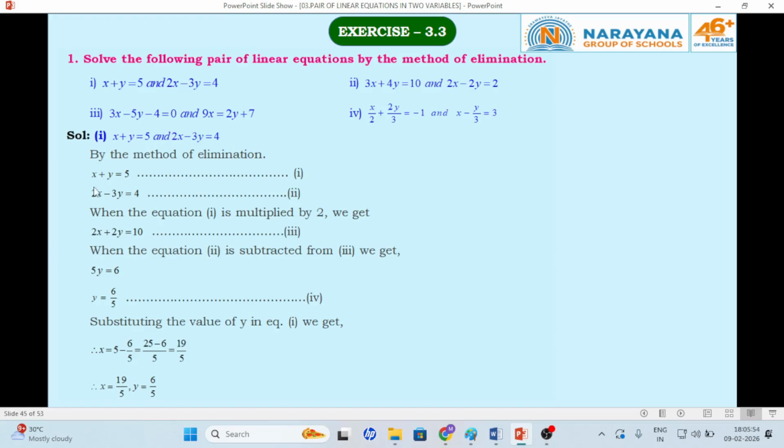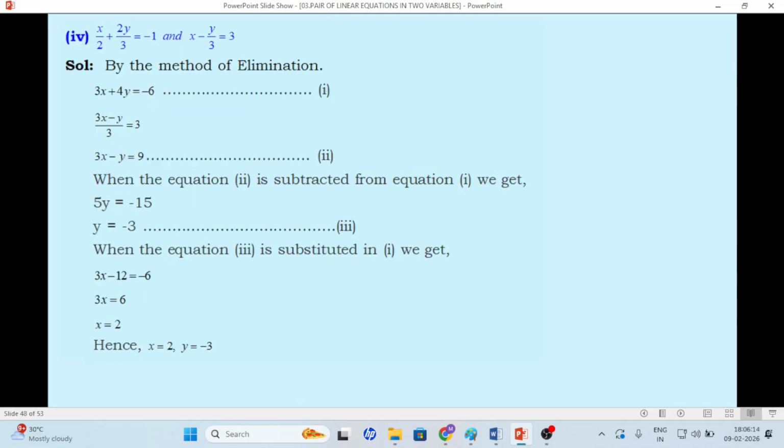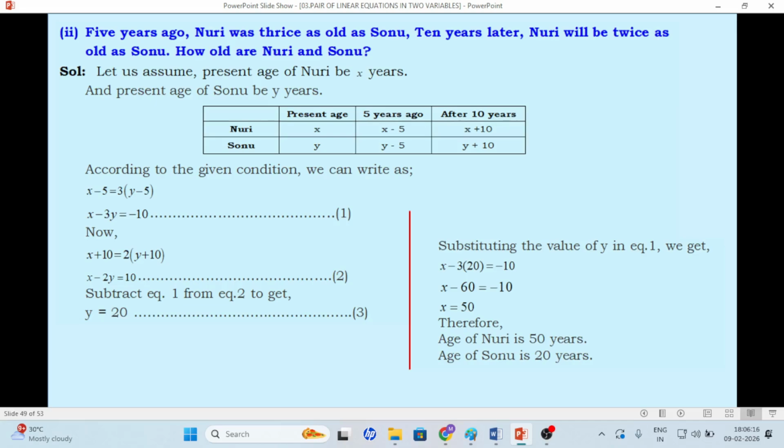For example, here the coefficient of x is 2, so multiply the first equation by 2 so that if you subtract, the x terms get cancelled. So 5y is equal to 6, y is equal to 6 by 5. Substitute y is equal to 6 by 5 in any one of the equations so that you get x. This is called the elimination method. By applying the same concept, we are going to do all the problems.